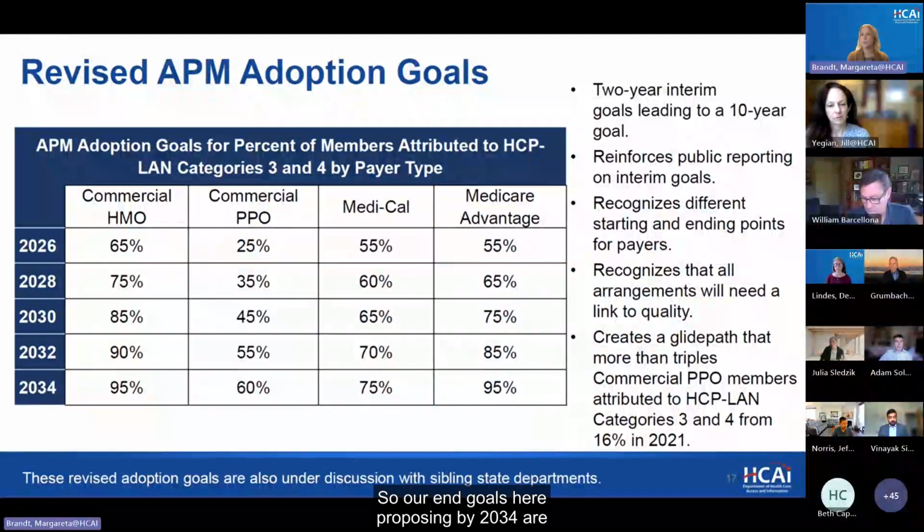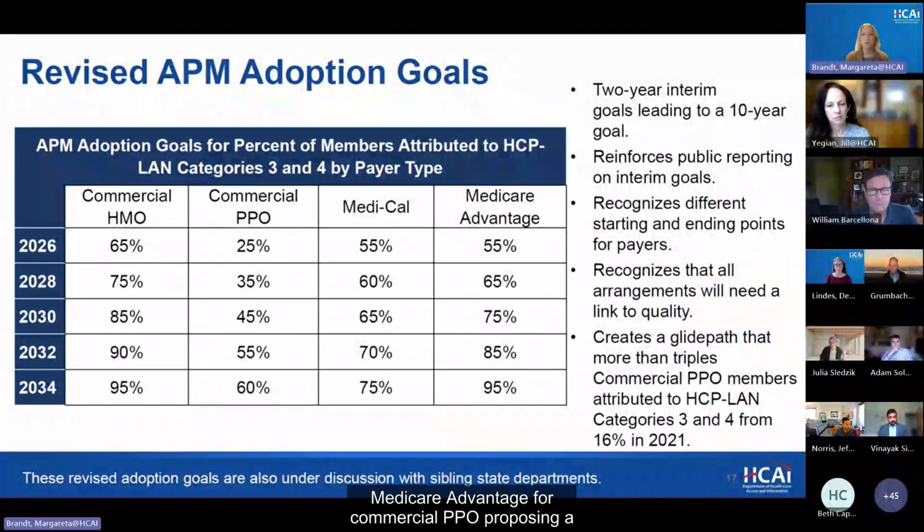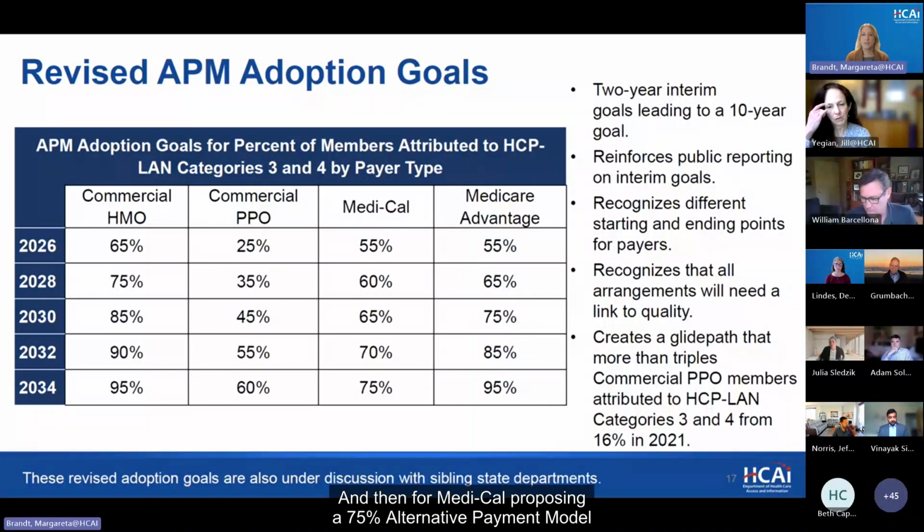So our end goals here, proposing by 2034, are 95% APM adoption using Category 3 and Category 4 payments for commercial HMO and for Medicare Advantage. For commercial PPO, proposing a 60% adoption goal by 2034 as the end goal. And then for Medi-Cal, proposing a 75% alternative payment model adoption goal.